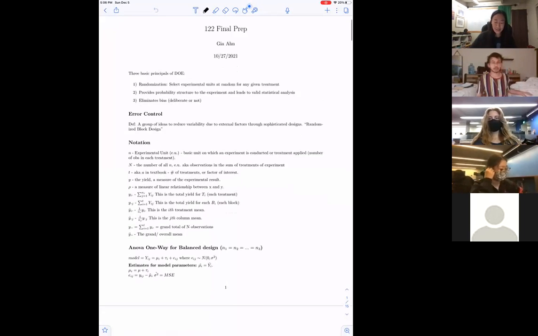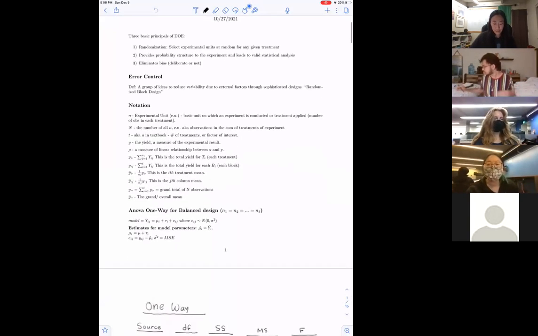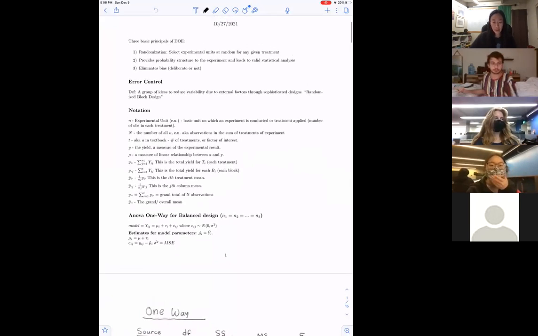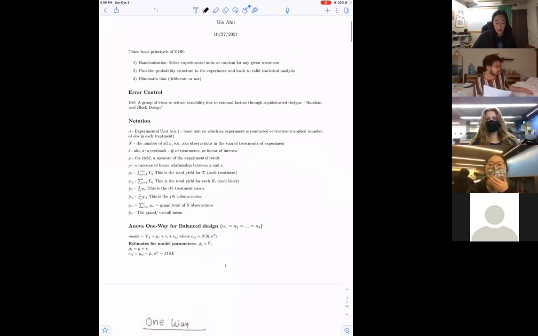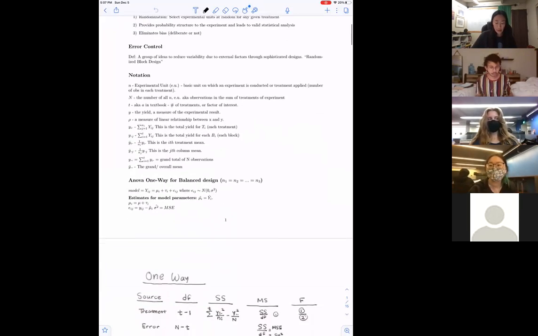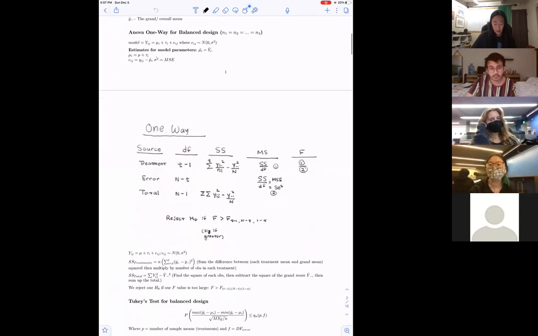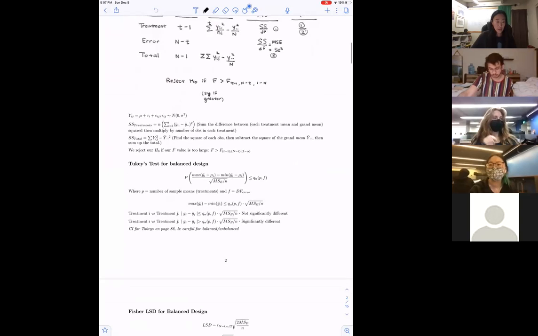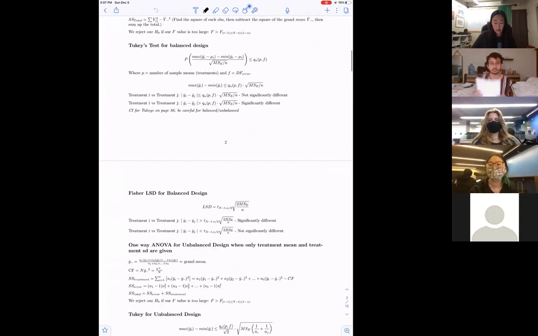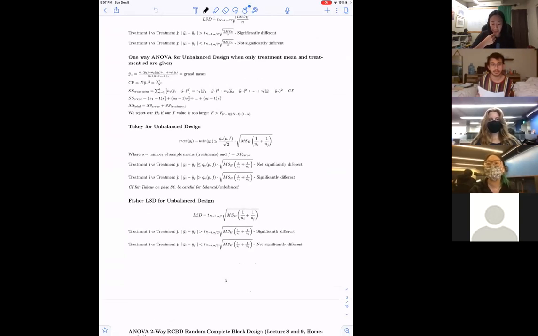Okay. So here's the document that I made for the final. The first few pages basically cover the things from the midterm, and I put in some notation, and we start off with ANOVA one way for the balanced design. If you were not here for my midterm prep, then you may notice that this might be new to you, the one-way ANOVA for the unbalanced design.